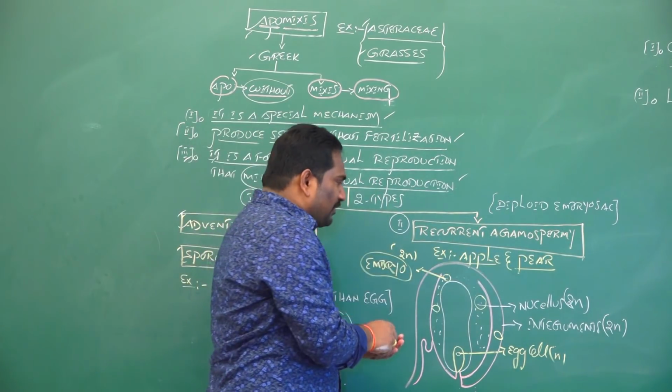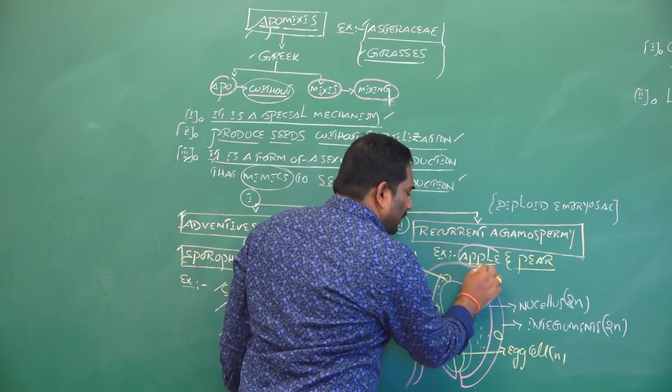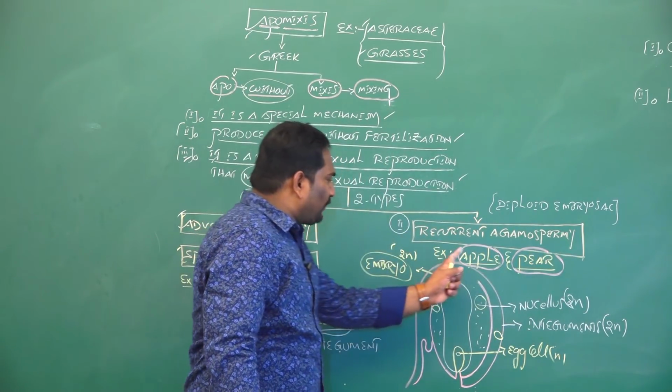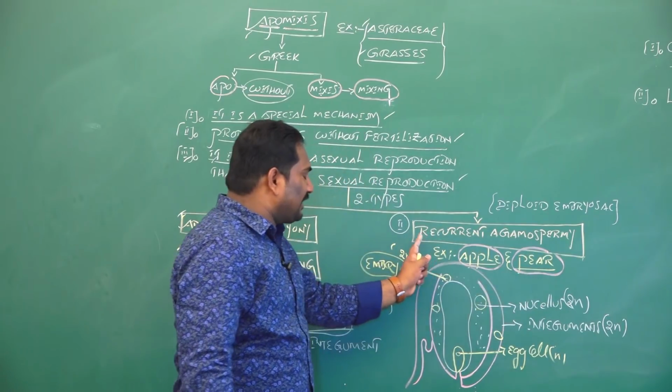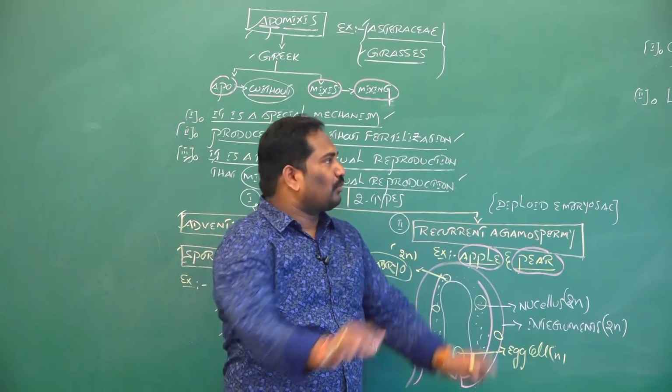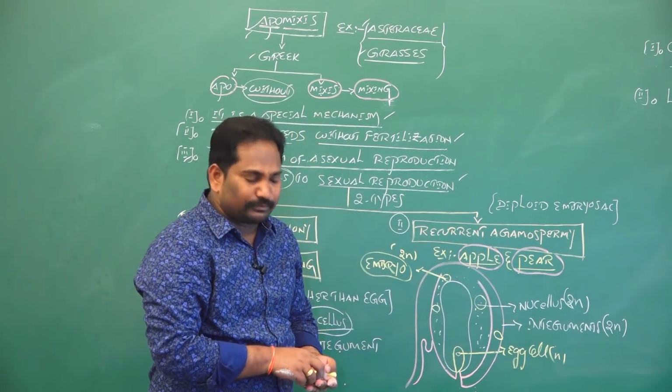The recurrent agamospermy we see in apple plant and pear plant. The plant of apple and pear having the second type of apomixis is recurrent agamospermy. Sir, what is recurrent agamospermy, sir?